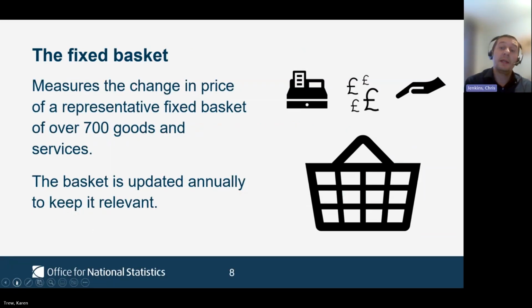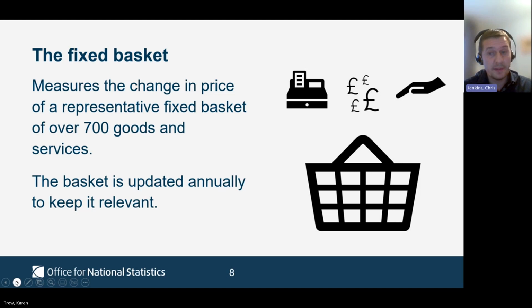So I'm going to provide a high-level overview now of how we produce our headline measures of consumer inflation. In basic terms, we are measuring the price of a virtual shopping basket of goods and services that reflects what we spend our money on as consumers. So we include around 700 items in the basket, and we update this each year to ensure it remains relevant or reflects changes in our spending habits.